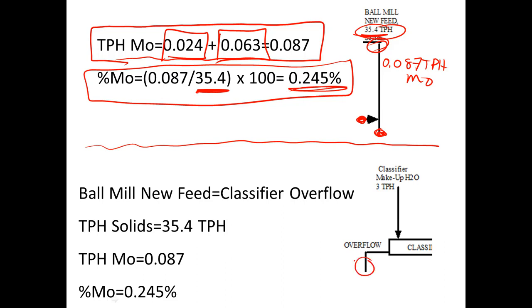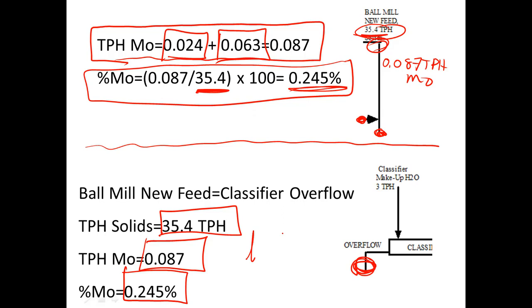Now, down below, back to this notion of the overflow from the classifier, we'll have the same solid weight, the same amount of molybdenum, and the same molybdenum grade. The only difference is that these will be finer particles here, because of the regrinding that's being done and the classification. And so I think that completes all of the calculations to complete this circuit.